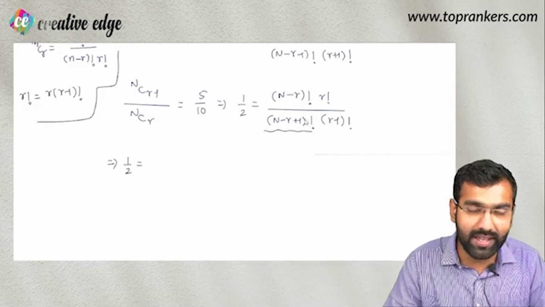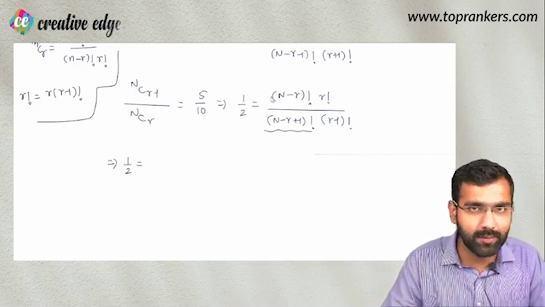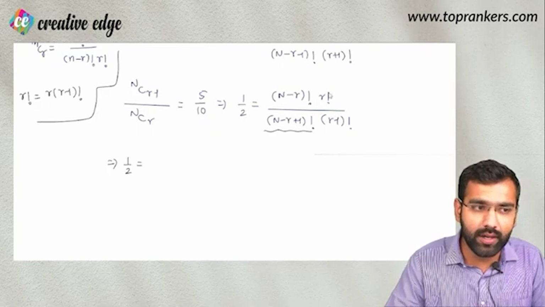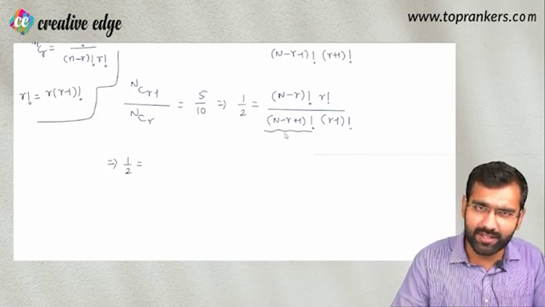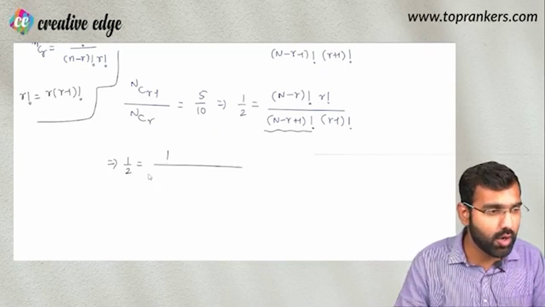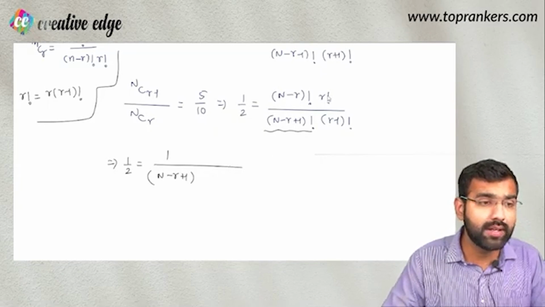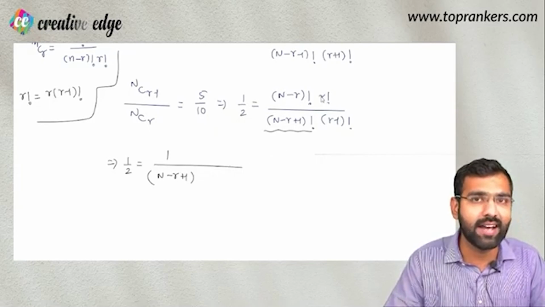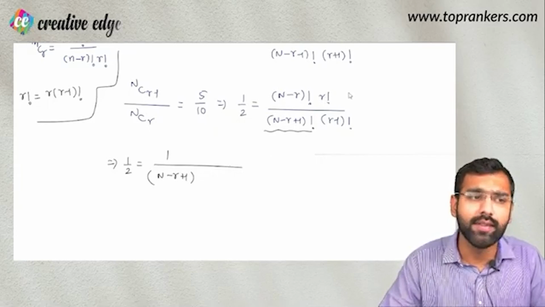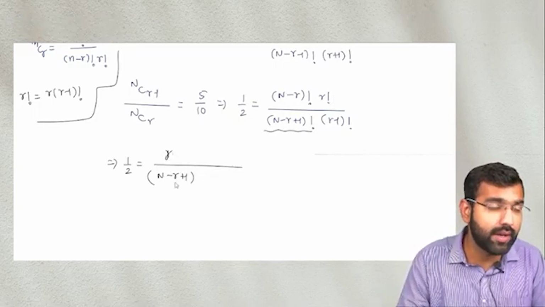So n minus r factorial in the denominator will get cancelled by this numerator. And similarly, what are we going to do with r factorial? Let me just write this part first so that you don't get confused. In the numerator, I'll have 1. In the denominator, I'll have n minus r plus 1, right? In the numerator, this r factorial I'll be writing as r into r minus 1 factorial. That r minus 1 factorial will get cancelled by this. In the numerator, it will be 1 into r.